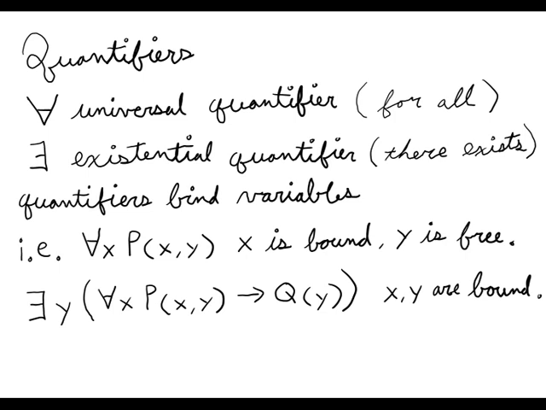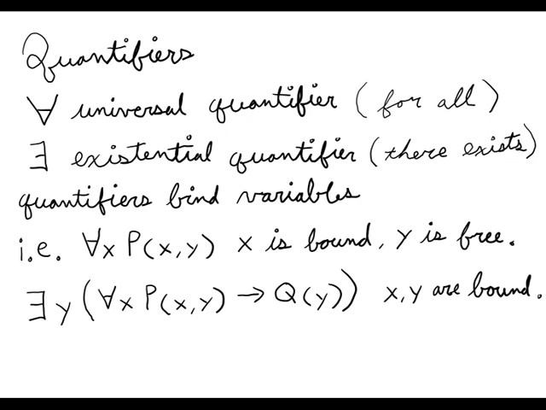First-order logic also involves quantifiers. We use two quantifiers: the universal quantifier, which looks like an upside-down A and corresponds to the English phrase "for all", and the existential quantifier, which looks like a backwards E and corresponds to the phrase "there exists".